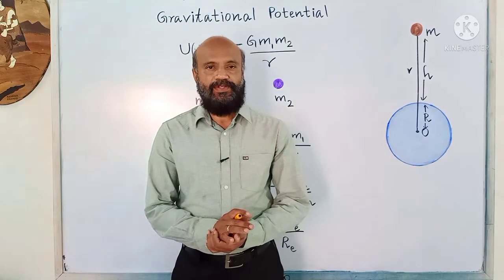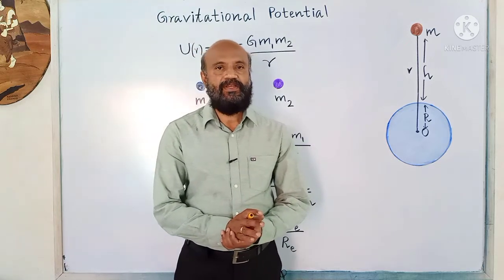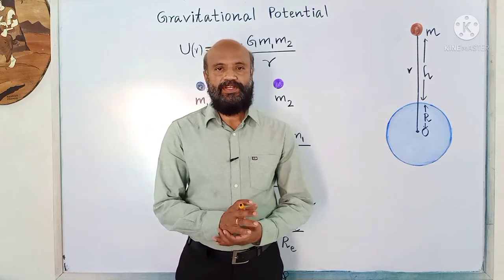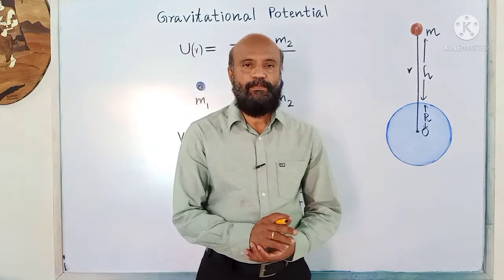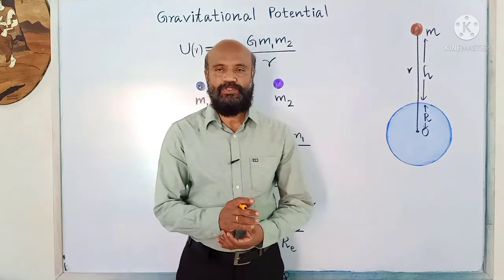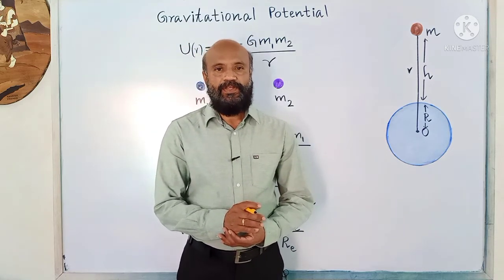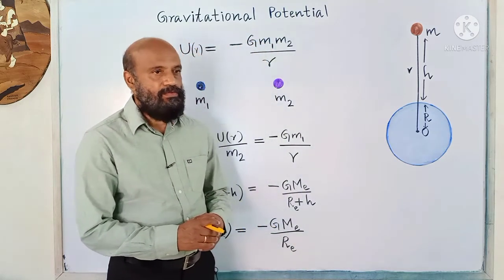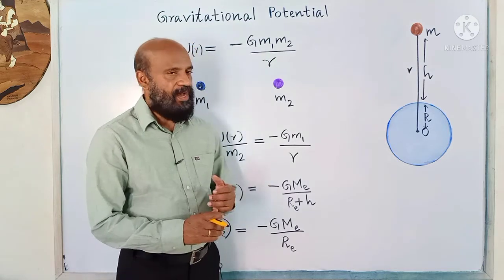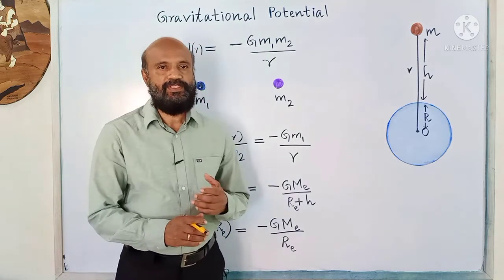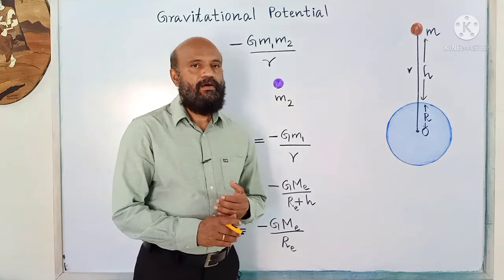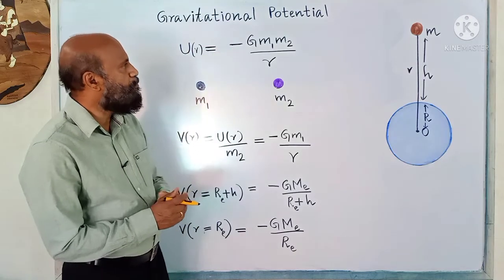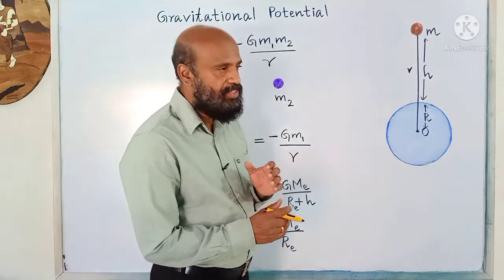In one of my videos, I explained intensity of the gravitational field. Intensity of the gravitational field at a point depends on the source. Intensity of the gravitational field is a vector quantity. Now we can define another quantity which depends only on the source, but it is a scalar quantity, that is gravitational potential. Now let us see what is gravitational potential.